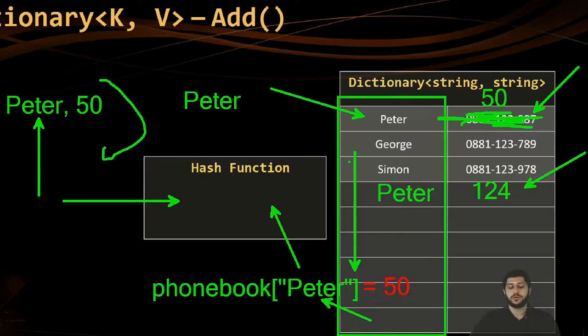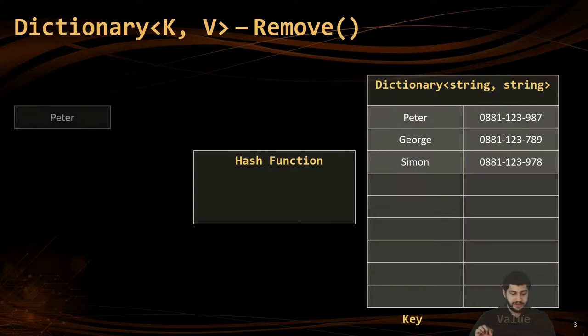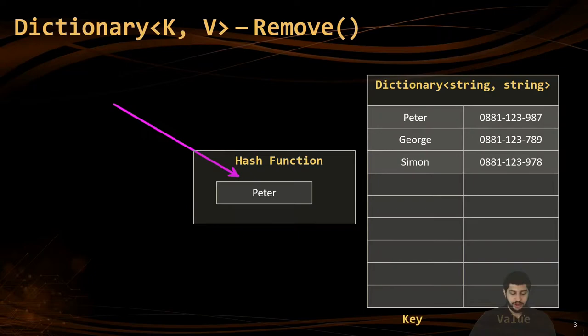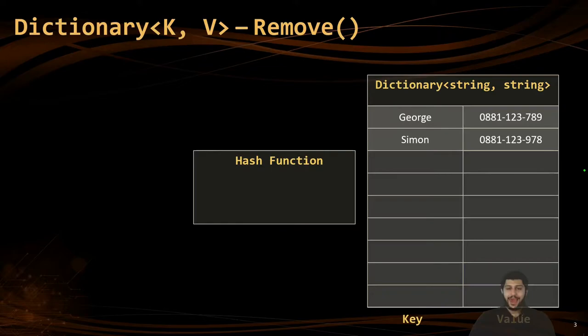Okay, so let's see how we remove. The first thing, we get the key. You can see here, we get the key through the hash function. We find its place, we remove the entry. So we remove the whole entry here. Okay, and as you can see here, everything goes back to its place. In reality, things don't really move that often inside the dictionary. They might move, but not that often. Why? Well, because it's inefficient. Moving every time we remove from the dictionary is kind of inefficient.